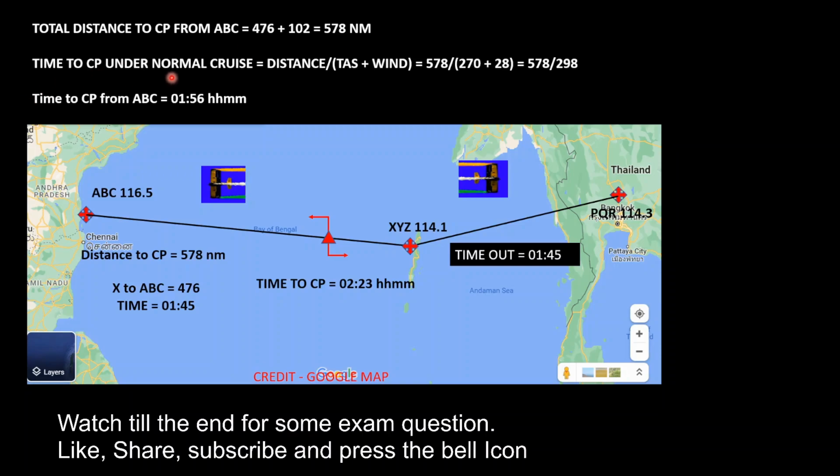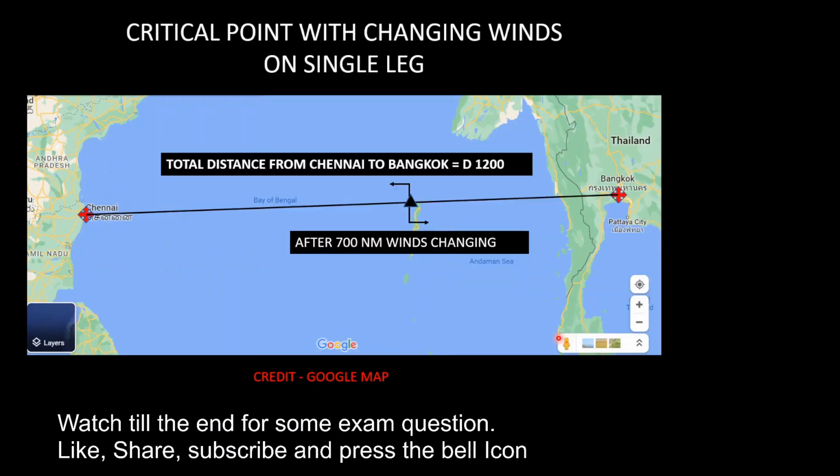And the time to CP, using the normal cruise, will be distance upon TAS plus winds. TAS, which we have considered for a normal engine, was 270. So therefore the ground speed is going to be 298. So in order to travel 578 miles at 298 knots, I will take 1 hour 56 minutes to reach my CP.